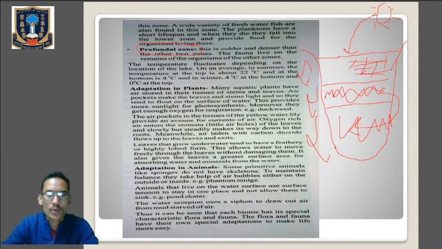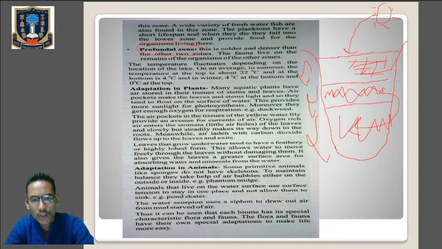Now let's talk about the adaptations in plants. Many aquatic plants have air stored in their tissues. It's very important. Most of the plants present in the lake have air stored in their tissue, mainly in the stems and the leaves. Now these air pockets on the leaves and the stems will make them light, so they can easily float on the surface of water. Okay, they help buoyancy.